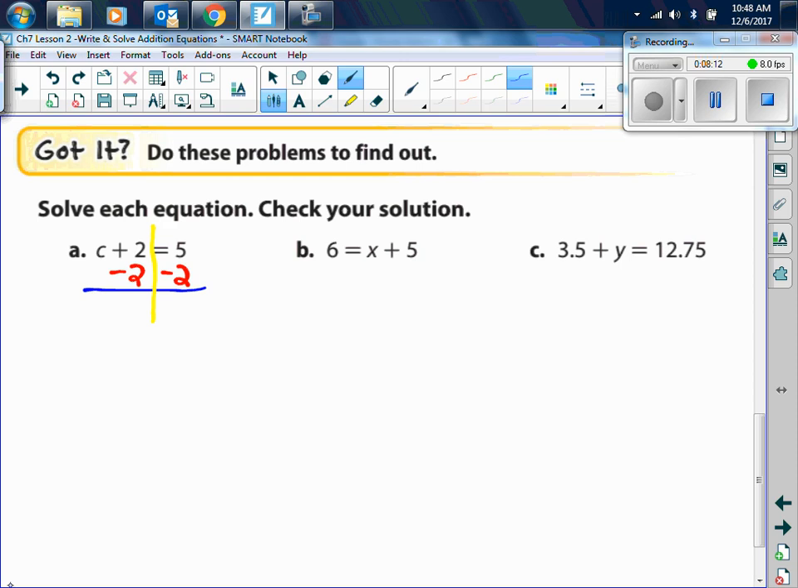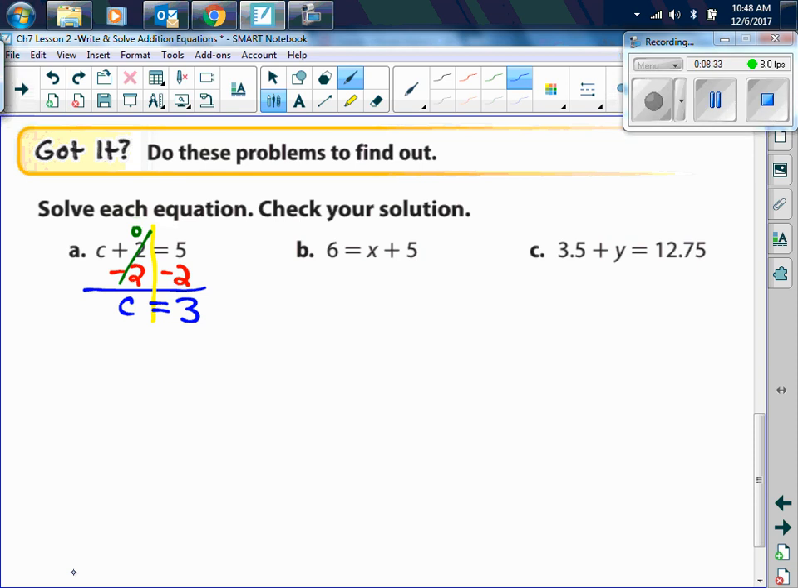Here, 2 minus 2, of course, is 0. So that's c plus 0, which gives me c. Then we have the equal sign. Well, c plus 0 is c, right? And then 5 minus 2 is 3. Is everybody clear with that?